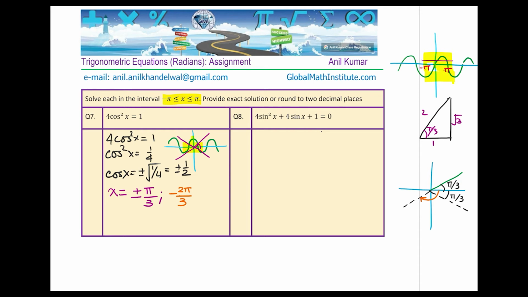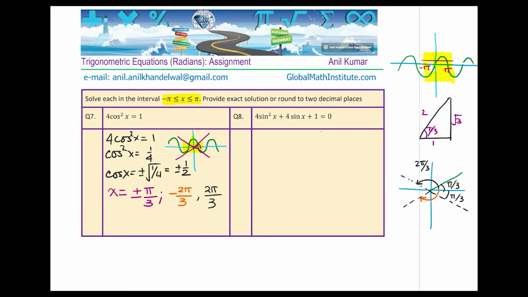Perfect. And the fourth solution will be, if you go from here, it is less than pi, correct? And that is 2 pi by 3. So the other solution will be 2 pi by 3 as shown there in the diagram. And these are within the interval minus pi to plus pi, correct?